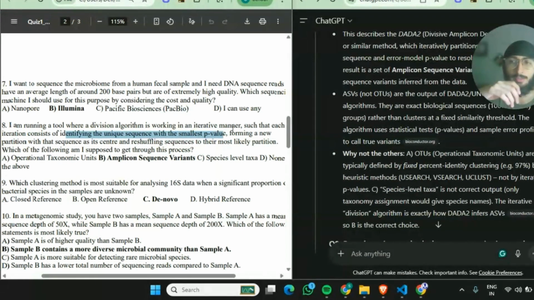Now, why not the others? OTUs are operational taxonomic units. They are typically defined by fixed percent identity clustering, for example 97%, by heuristic methods such as usearch, vsearch, uclust, not by iterative p-values. Then species level taxa is also not correct. Only taxonomy assignment would give the species name. Then the iterative divisive algorithm, or the iterative division algorithm, is exactly how DADA2 infers ASVs, amplicon sequence variants. So B is the answer.